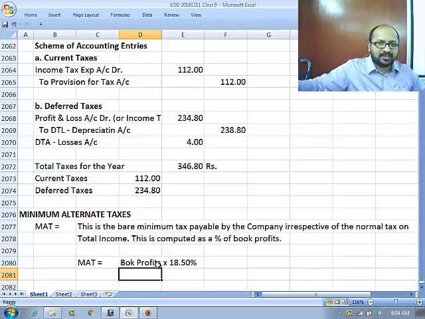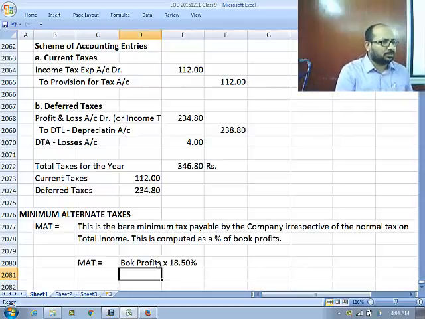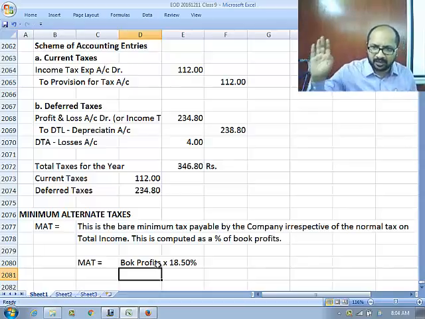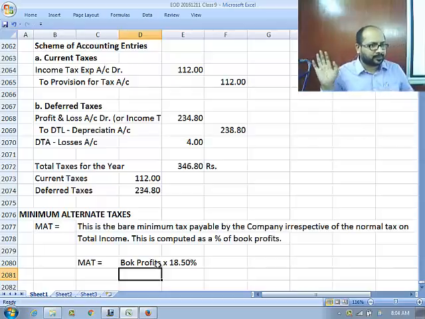So what if book profit itself is a loss, sir? Then MAT is zero. So yeah, the government will not be paying any money at all. So the whole concept being, once there is a profit, there will always be a MAT. When there is no profit at all as per books, MAT will be equivalent to zero. Is it clear?